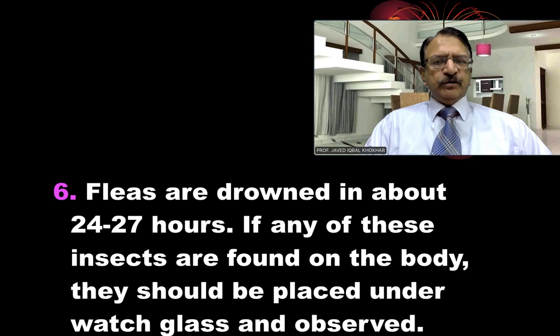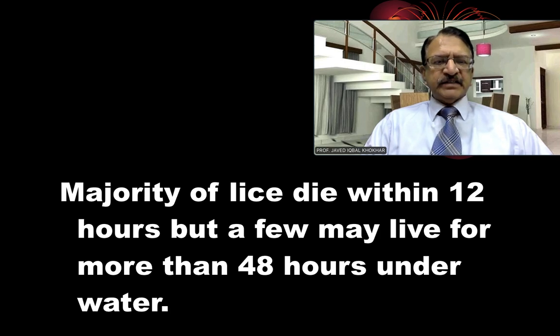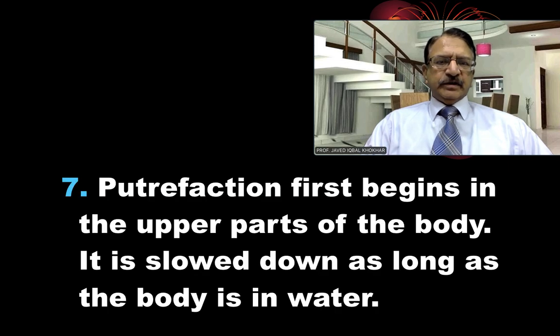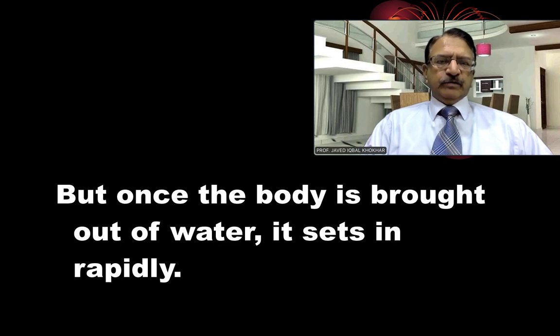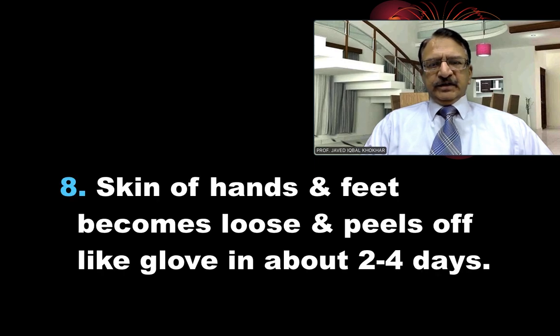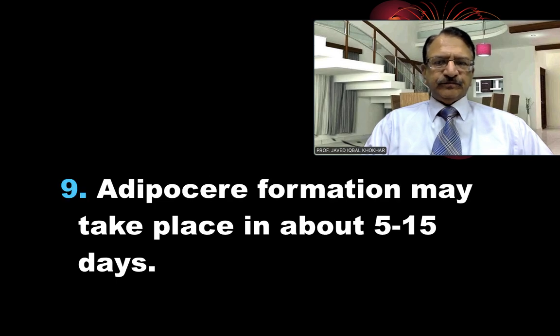Fleas are drowned in about 24 to 27 hours. If any of these insects are found on the body, they should be placed under a watch glass and observed. The majority of flies die within 12 hours, but a few may live for more than 48 hours underwater. Putrefaction first begins in the upper part of the body. It is slowed down as long as the body is in water, but once the body is brought out of water, it sets in rapidly. The skin of the hands and feet becomes loose and peels off like gloves in about 2 to 4 days. Adipocere formation may take place in about 5 to 15 days.